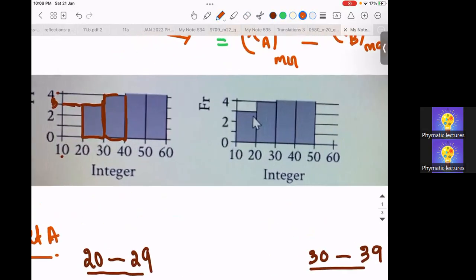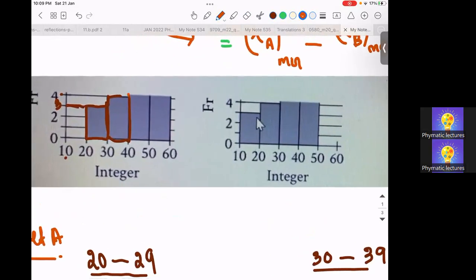For 40 to 49, this value is not given to us. Obviously that value is greater than 4, because the height of this histogram is not mentioned. But one thing is sure: the height of the histogram between 40 to 50 as well as 50 to 60, both are the same. So both have the same count. Let the same count be x, and this is also x.